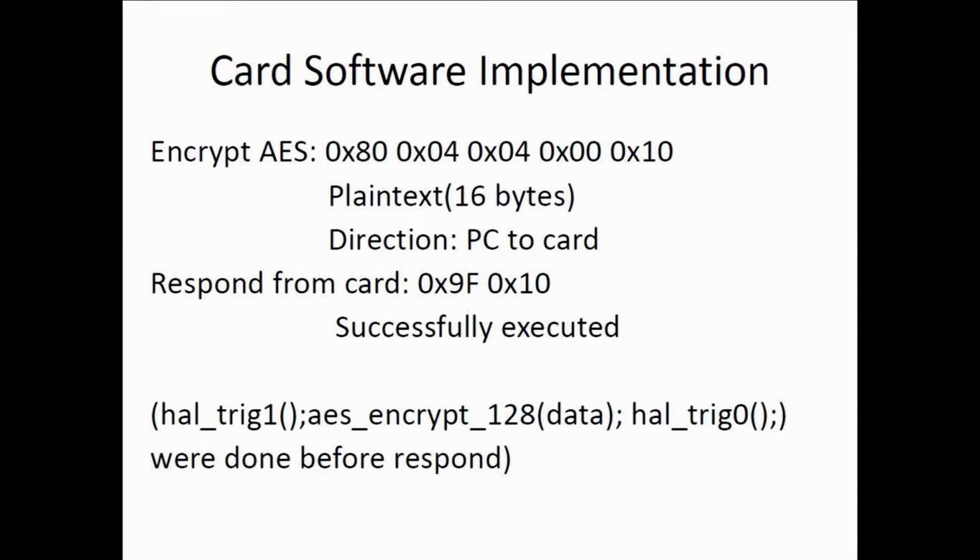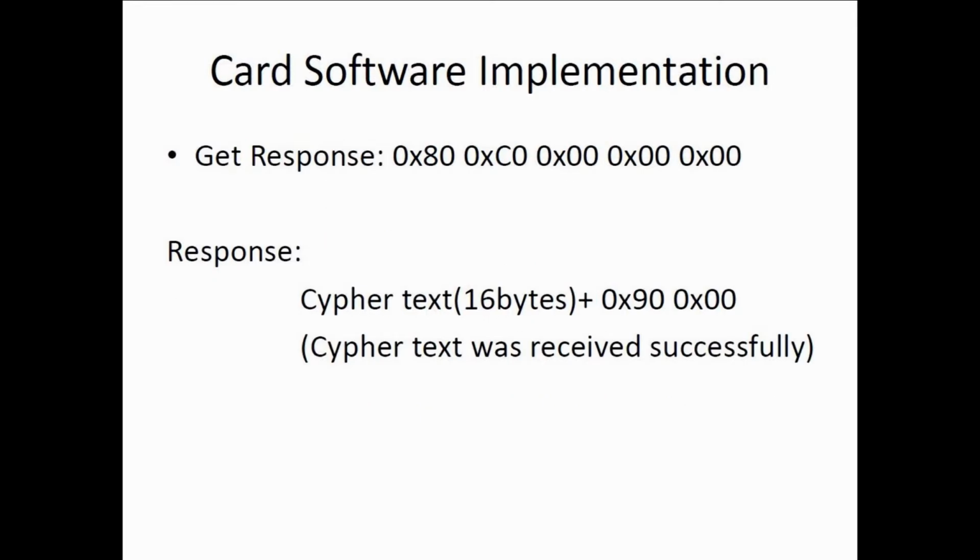Similarly, CAD should be able to receive the command of 80, 4, 4, 0, 10, and 16 bytes of plain text data. Then pull up the voltage of the trigger signal, execute the encryption function, stop triggering, and give a response of 9F10 to encrypt the given plain text. To get the response, what was different was that the ciphertext data should be sent from CAD to PC followed by the response of successful execution.